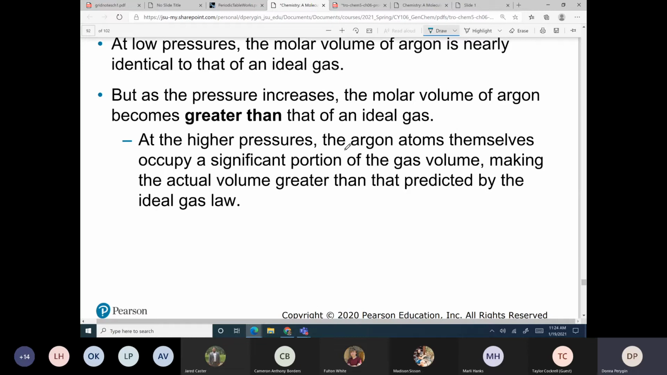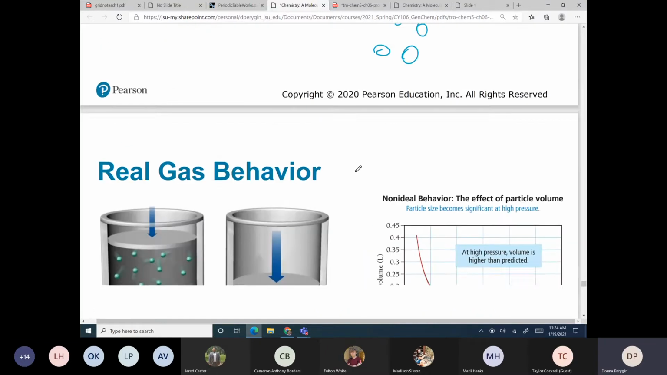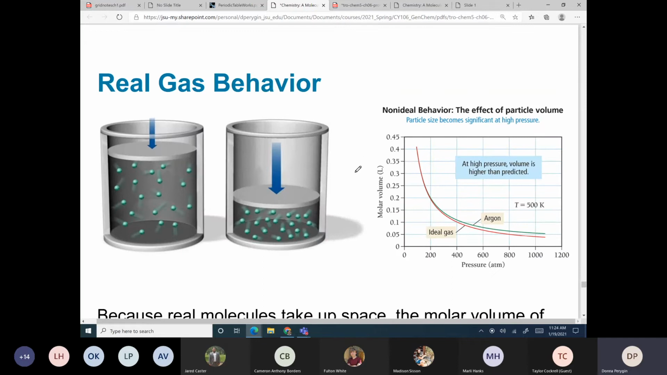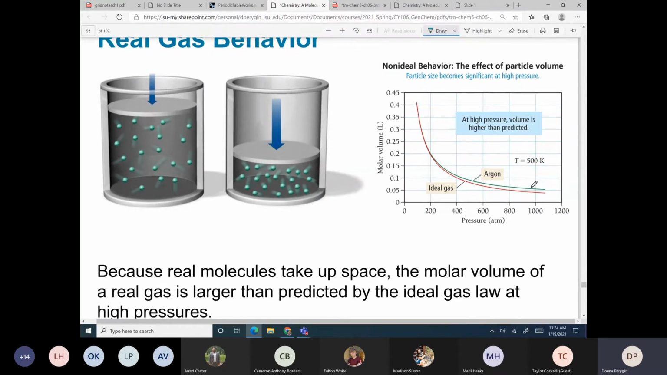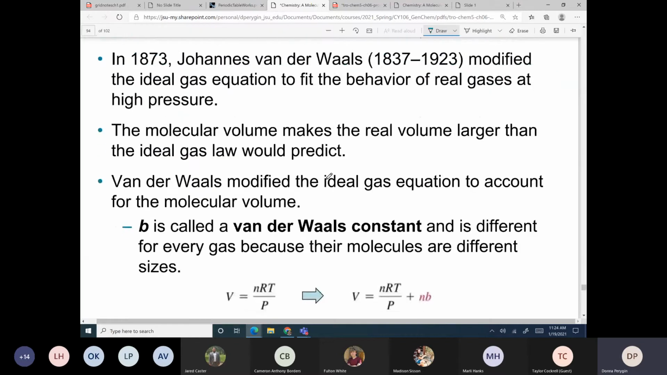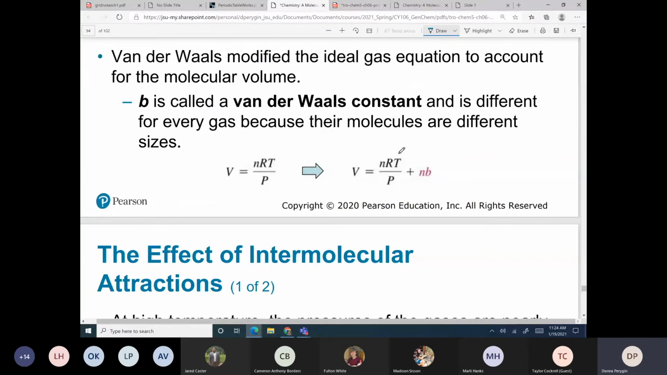Okay, so at very high pressure, the argon is going to occupy a significant volume. As you push these things together, they're going to start interacting with each other, and we're going to have to start accounting for the differences from ideal gas behavior. So at high pressure, volume is higher than predicted, because it starts to actually matter. These things start to take up space that we have to account for. I'm not going to go into a lot of detail here. The way that we account for that is a different term that's different for each gas, okay?